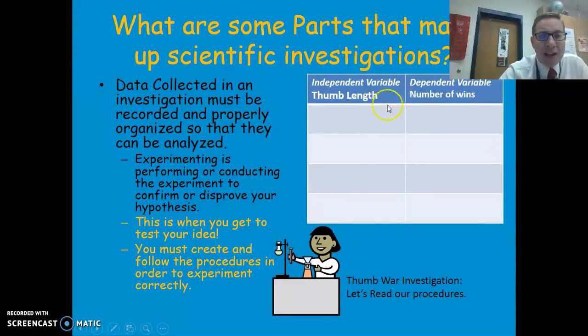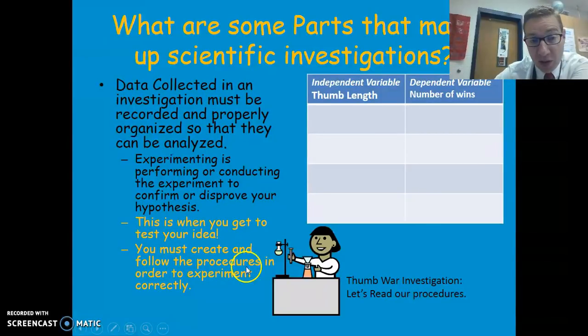Another part is collecting data. This is a typical data table. If it was my thumb length versus number of wins, going back to the thumb war, the independent variable would always be on the left side, thumb length. The dependent variable will be on the right side, the number of wins. So this is our data table, and you always need to organize your data when you're doing experiments so you can understand and have an idea of what's going on. This is when you're going to get to test your idea.